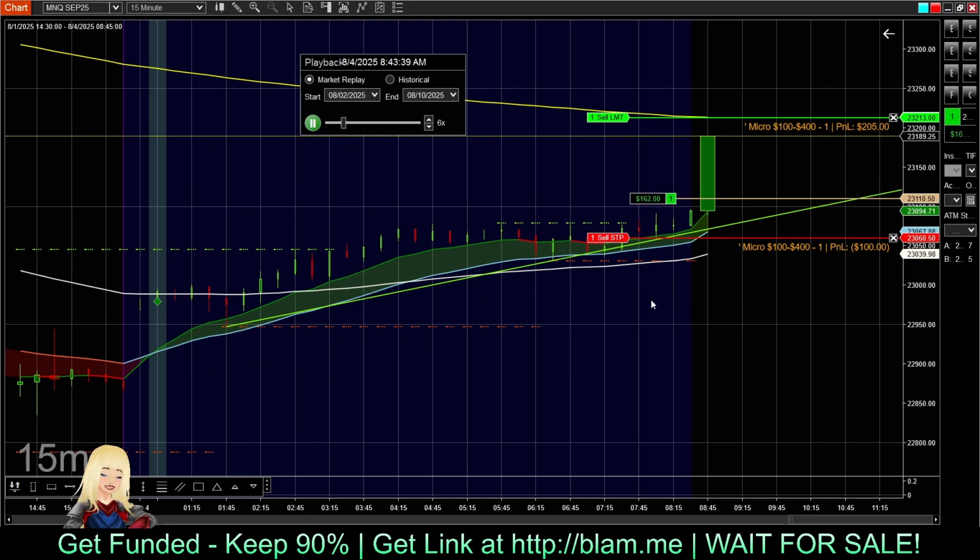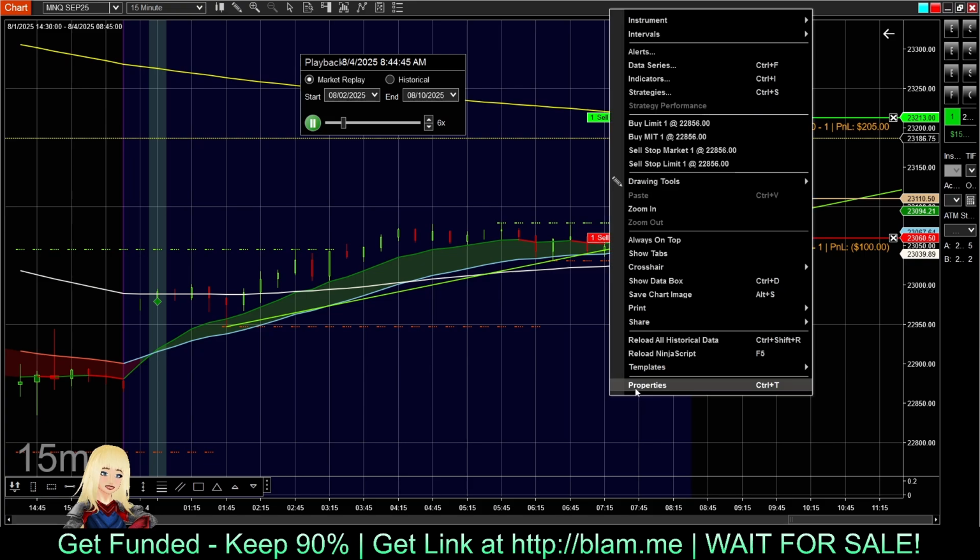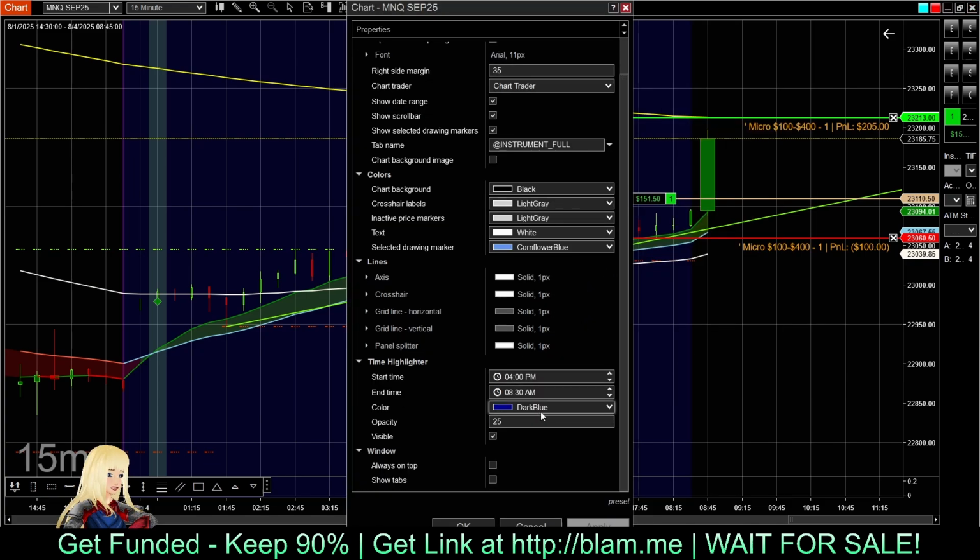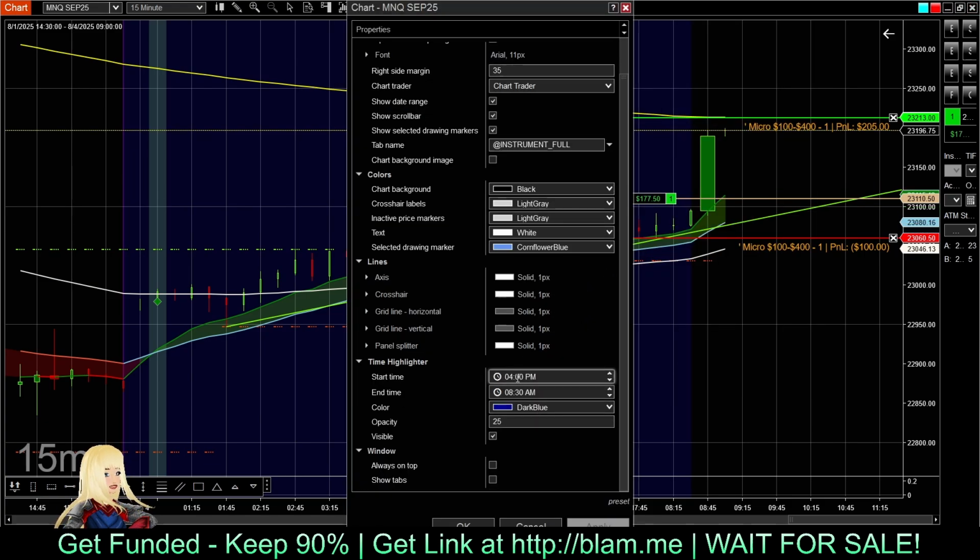We also have this swing zone here that it broke out from. Now on my chart, I also keep the hours I do not trade marked in blue, and I do that here with the properties on a chart, 4 p.m. to 8:30 a.m. Central, dark blue, visible.